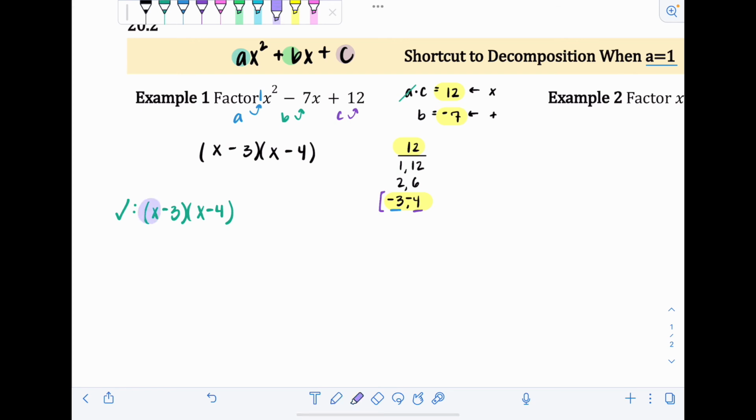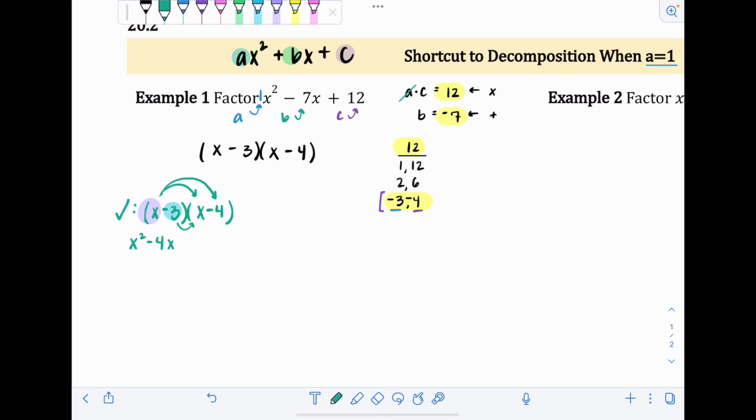So first I would take the x and then distribute it to both. So I would do x times x, which is x squared, x times negative 4, which is negative 4x. And then next I'll take the negative 3 and double distribute it, excuse me.